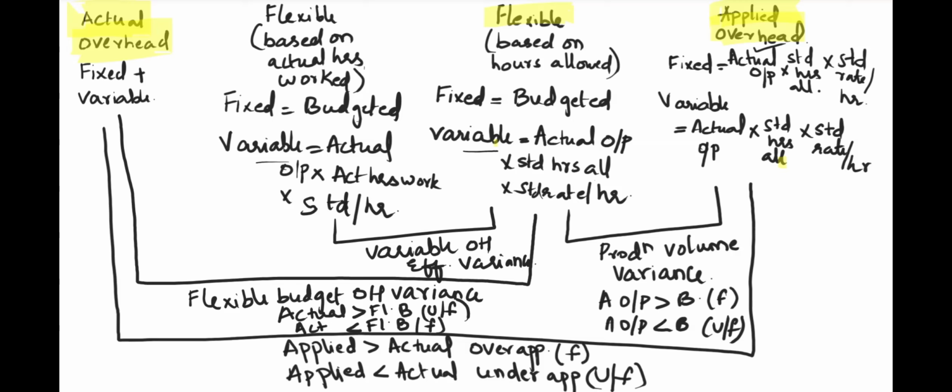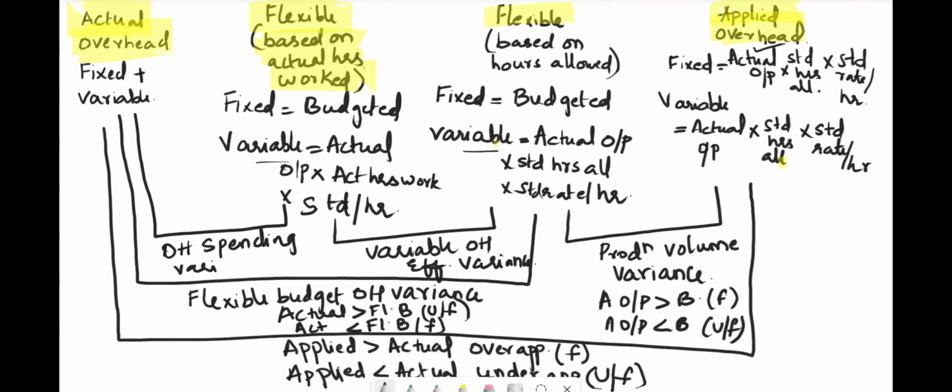Perfect. Now the difference between actual overhead and the flexible budget based on actual hours worked is called spending variance. It accounts for the amount that you have spent. If you bifurcate the overhead spending variance between fixed and variable, you will get fixed overhead spending variance and variable overhead spending variance. That was your concept of variances.